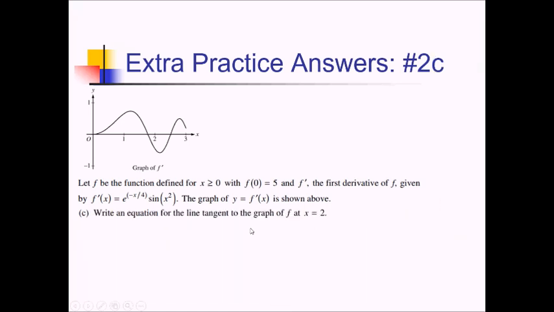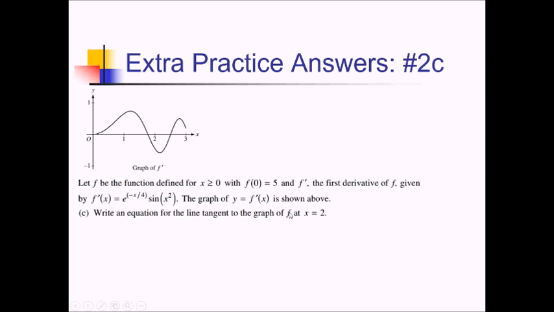For this last part of the problem, they're asking for an equation of the line tangent to the graph of f at x equals 2. I'm eventually going to use point slope, y minus y1 equals m times x minus x1. So I need an x value, I need the y value that goes with it for the f function, and I need f prime, the slope, of 2. So I'm going to get all these now.